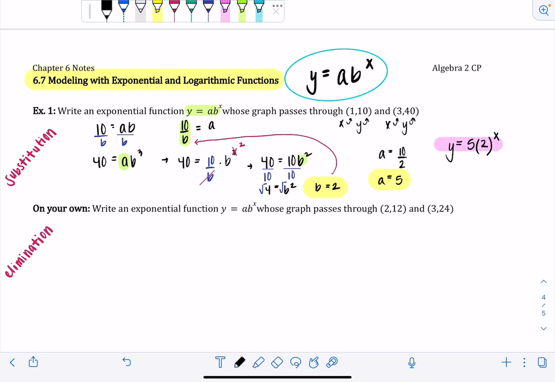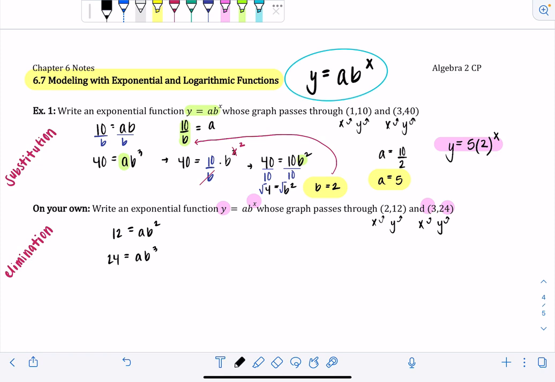So for my first equation, I'm going to use the point (2, 12). So 2 is going to go in for x and 12 is going to go in for y. So it'll end up being 12 equals ab squared, and then we'll just leave it like that for now. The second point is (3, 24), so 3 is going to go in for x, 24 is going to go in for y, so it's going to end up being 24 equals ab to the third power.